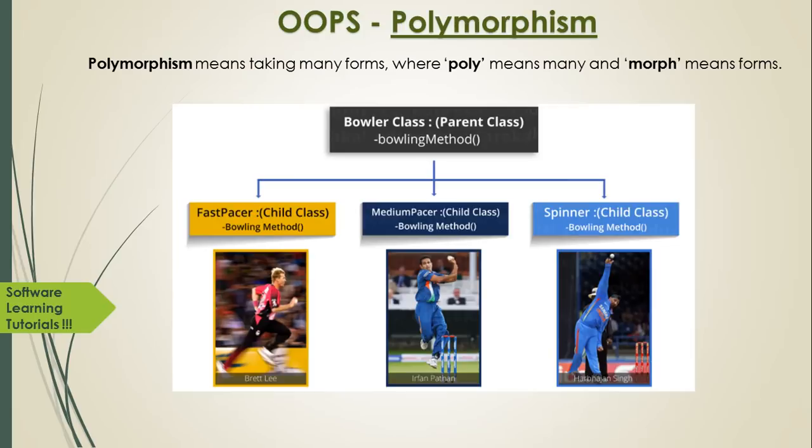You can see Brett Lee normally represents the fast pacer, and that can be used as a child class for the parent class called Bowler. Another one is Irfan Pathan for the medium pacer and Harbhajan Singh for the spinner. This is what I call polymorphism, when one thing has the ability to take different forms, to take different method definitions.